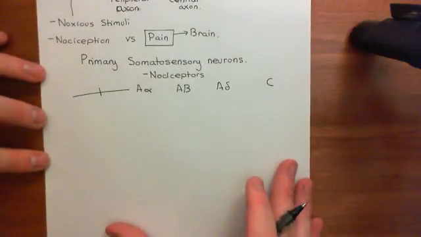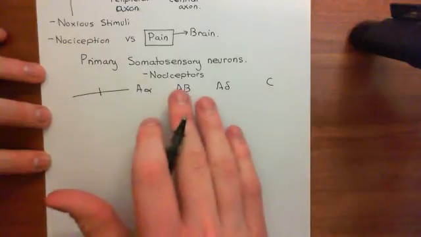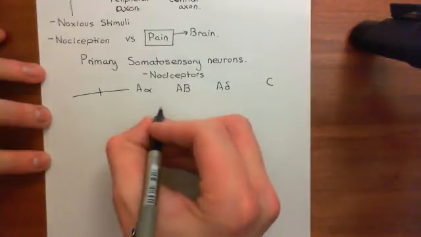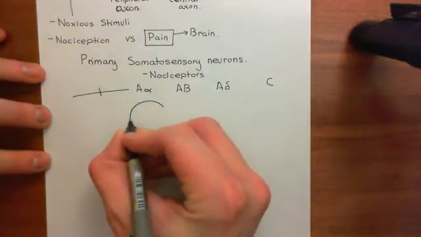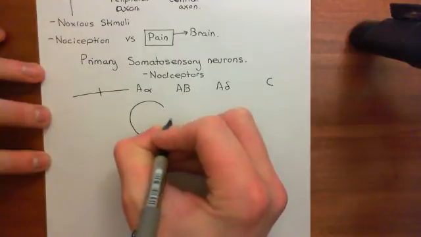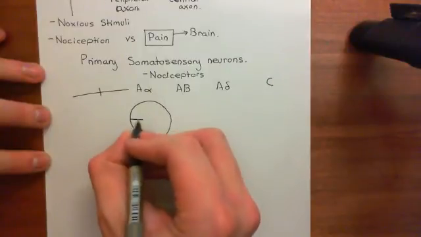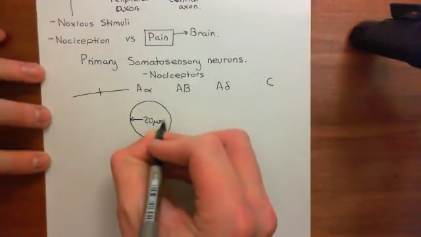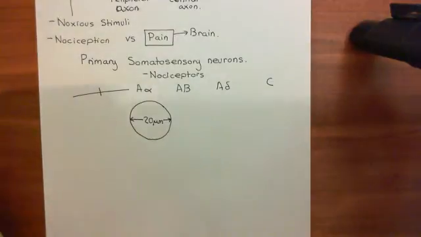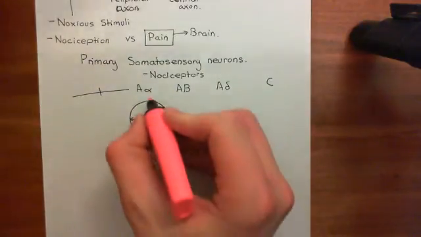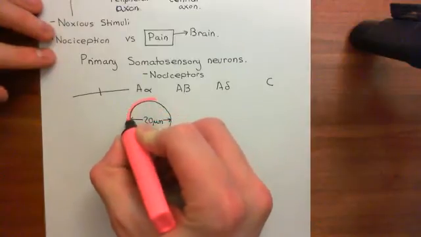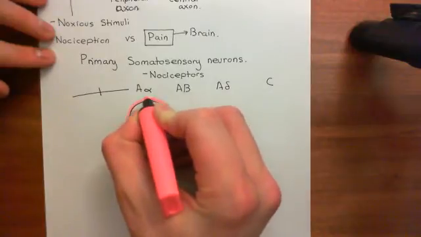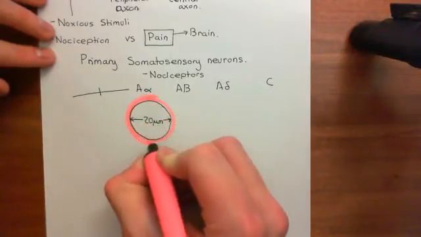So let's talk about what each of these fibers' axons will look like if you cut through them in cross-section. A alpha are the giants, so they have massive great axon diameters. The diameter of an A alpha primary somatosensory neuron is generally around 20 micrometers, and they are myelinated, so they do have a myelin sheath around them. In red here I'll denote the myelin sheath, and they have quite a thick myelin sheath as well, so I'll thicken it up a little bit.